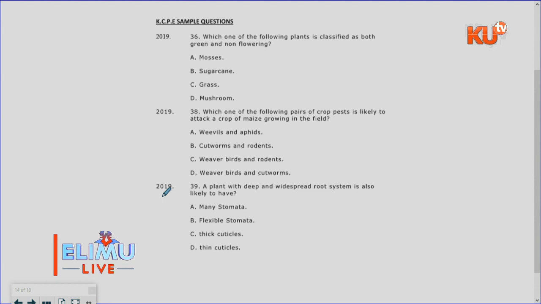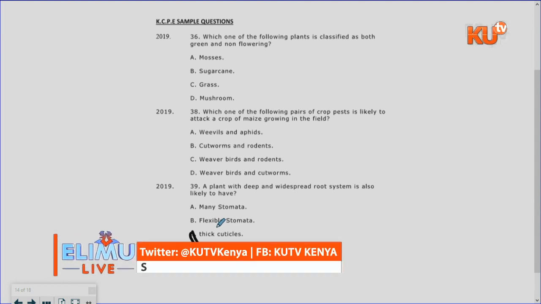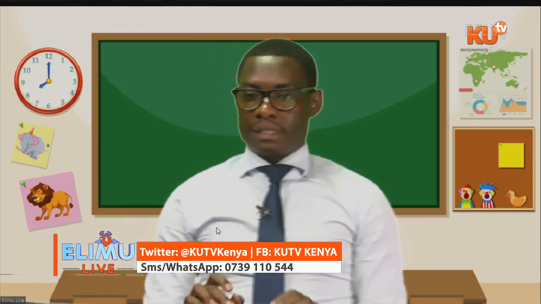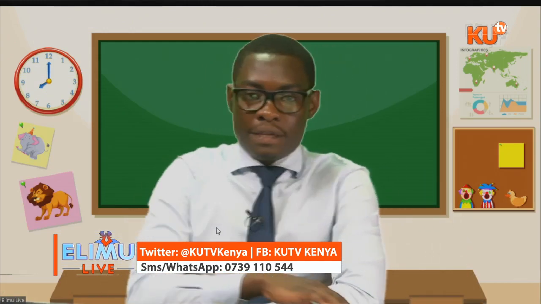So let me go to a class 8 question. 2019, number 39. A plant with deep and widespread root system is also likely to have, the right answer is supposed to be thick cuticle. So those are some of the questions that were set in the KCPE.